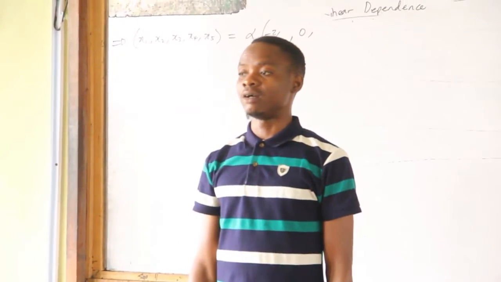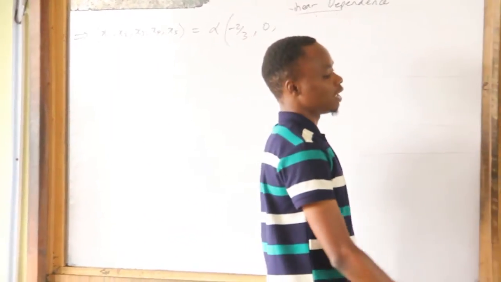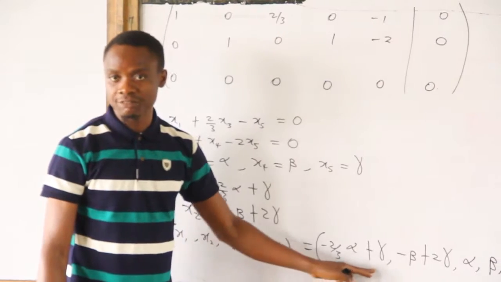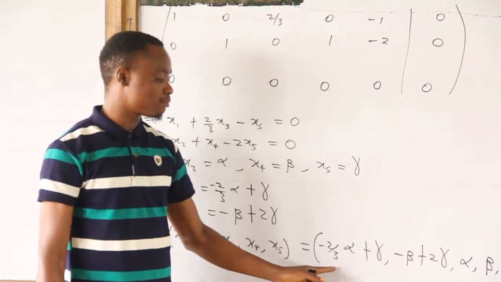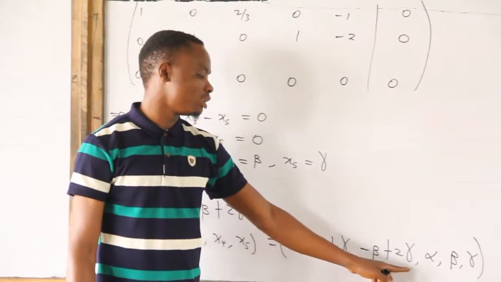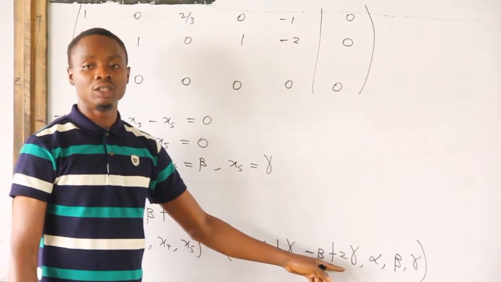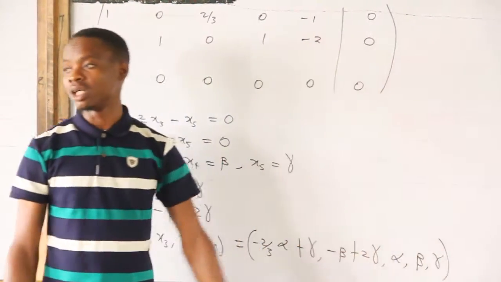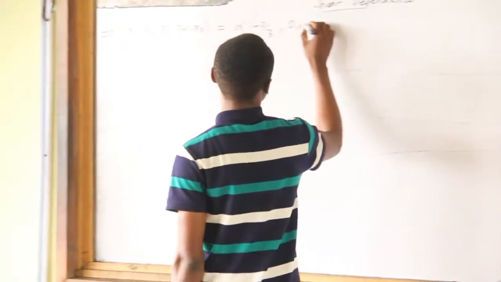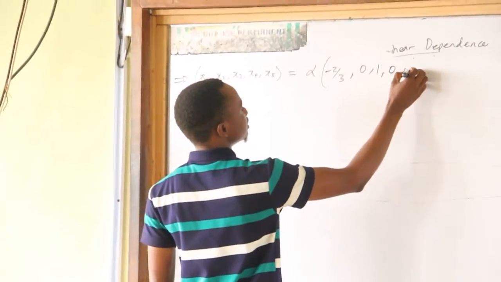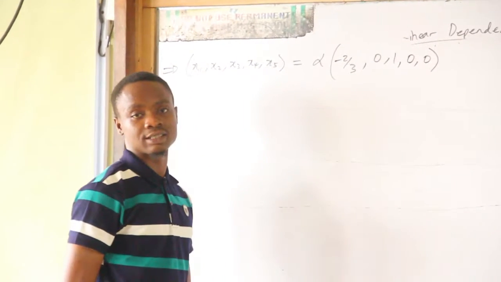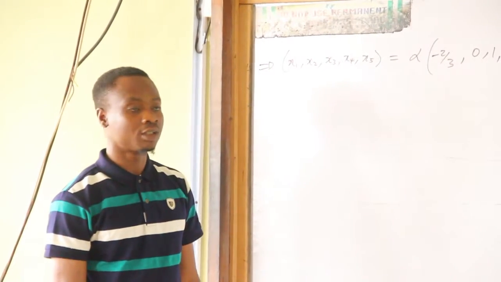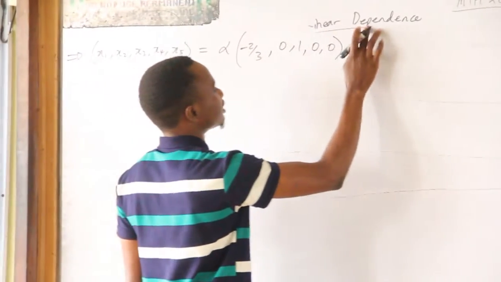Is it clear? Right. So the coefficient of alpha in the first coordinate is minus 2 over 3. The second coordinate, the coefficient of alpha is 0. The third coordinate, the coefficient of alpha is 1. And this one, 0, 0. So this is 1, then this is 0, this is 0. Does that make sense? Do you understand what I'm doing? Just follow it if you don't understand this.